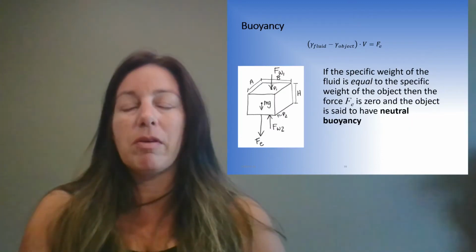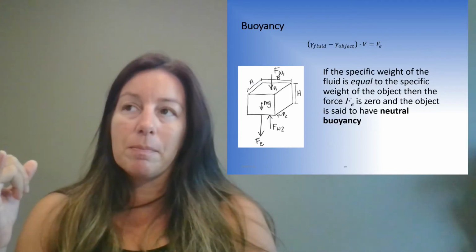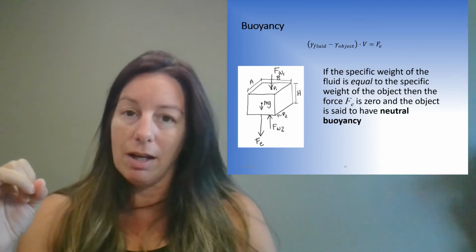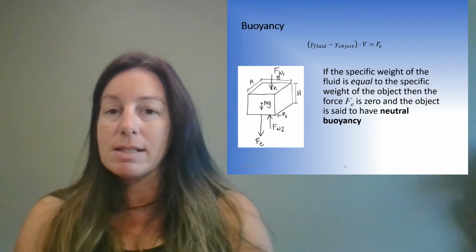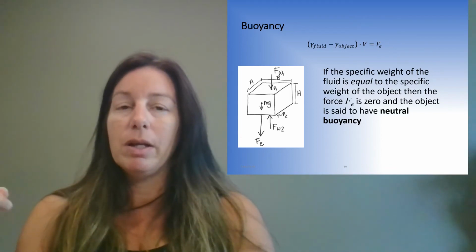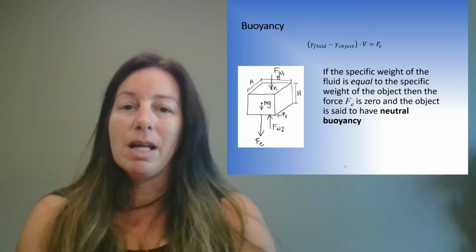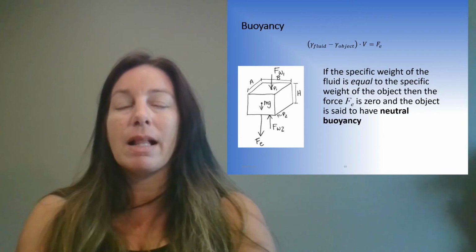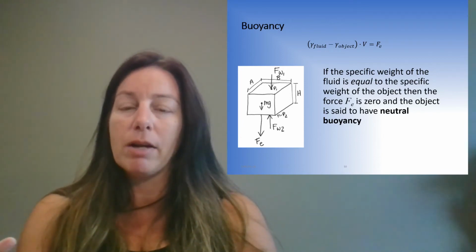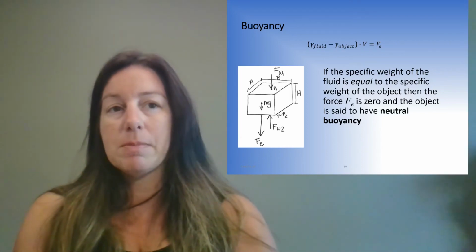So there's one other. We've got the cases where the density or the specific weight of the object is greater or less than the fluid that it's submerged in. But what if they're exactly the same, right? The density of the fluid and the density of the object are the same. It's going to mean that that force is going to be zero. And so what's that called? It's called neutral buoyancy. You might have heard of this before in your travels. That's what it comes to.